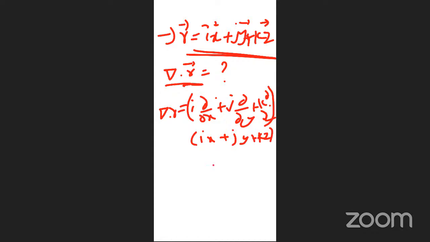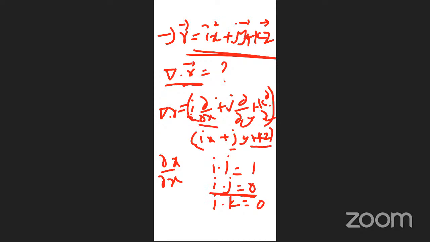So what is i·i? It is 1. i·j is 0. i·k is also 0. So only ∂x/∂x remains; the i·j and i·k terms are 0. Similarly, j·j is equal to 1, j·i is 0, and j·k is 0. So this is the multiplication in i, j, k, giving ∂y/∂y, and similarly ∂z/∂z.